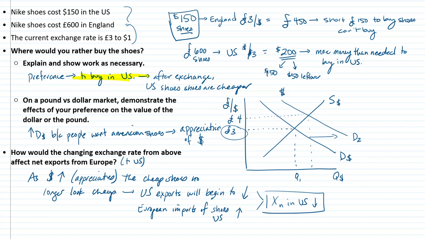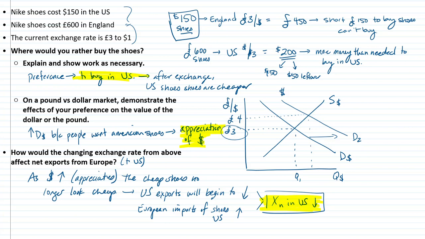The reason for buying shoes in the United States begins to go away, and the United States will see fewer exports of shoes than they previously did. So we get the most basic concepts here. The dollar appreciated because people want to buy in the United States, and the appreciation of the dollar is going to lead to a decrease in net exports.